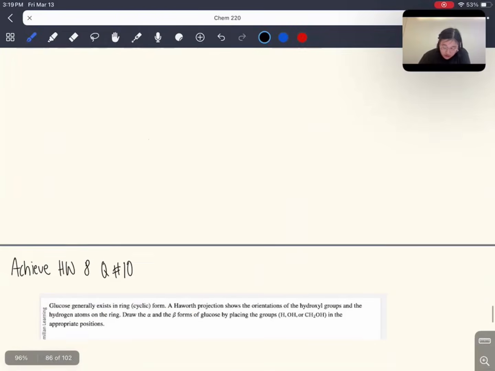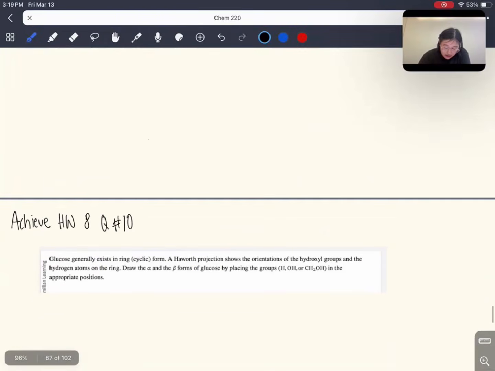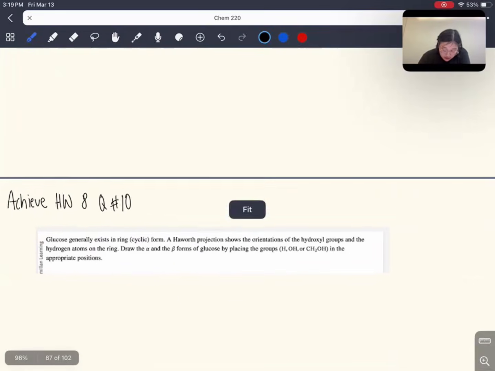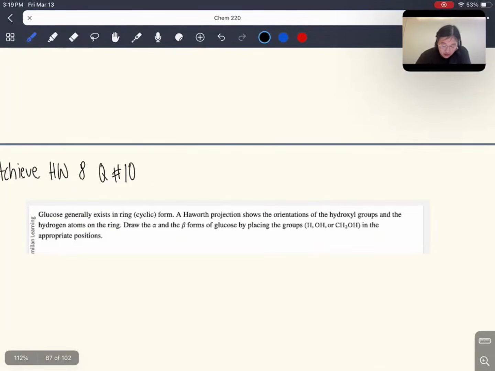So this next question asks you to draw glucose in its ring form in the Haworth projection, and asks you to draw the alpha or the beta forms of glucose. With glucose, they don't give you the structure here, but you could just look up the structure of glucose. I don't believe in this class we ask you to memorize any structures of any carbohydrates.